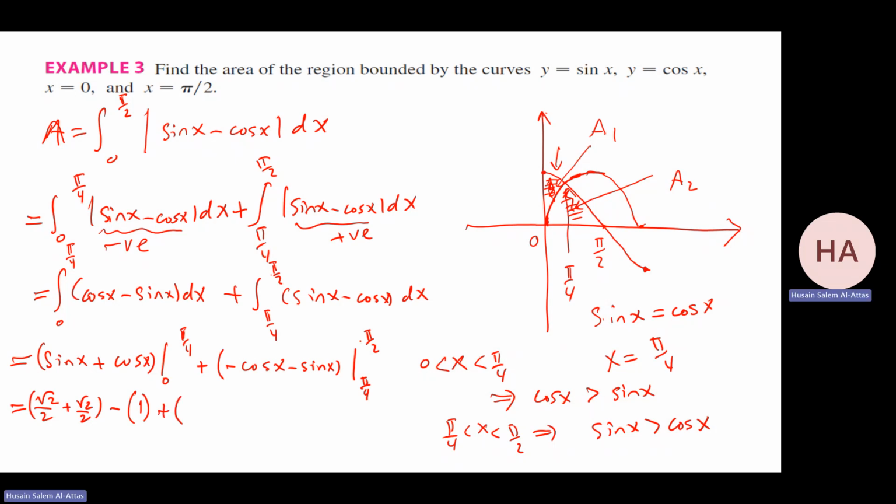Plus, here I have what? Cosine pi over 2, which is 0, minus 1. Okay. Minus, this is the rule of the integration, minus square root 2 over 2, minus square root 2 over 2. Yeah, be careful with the minus plus. That will be square root of 2 minus 1 plus square root of 2. So the answer is 2 square root of 2 minus 2. Yes, that will be my answer.